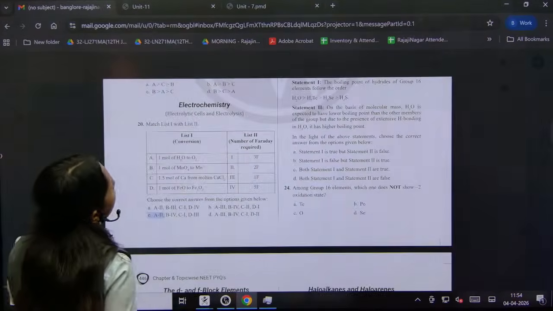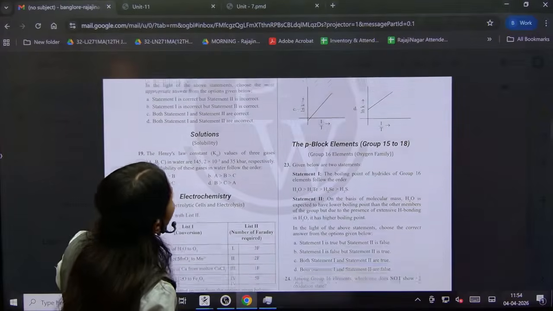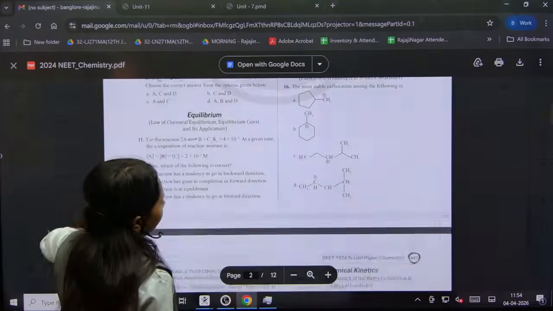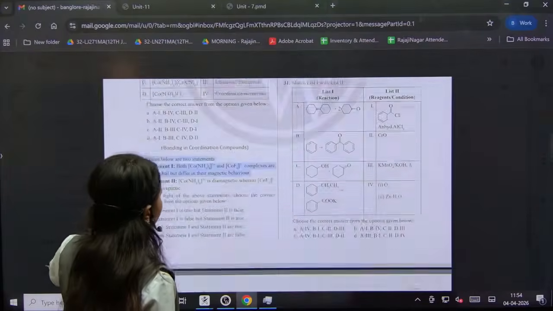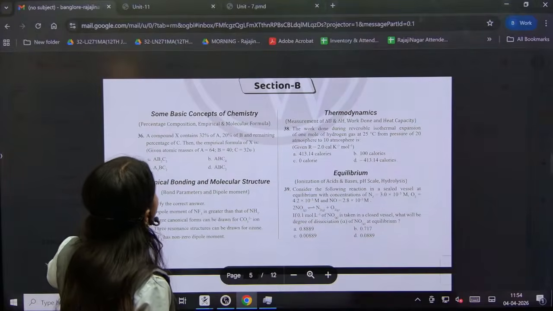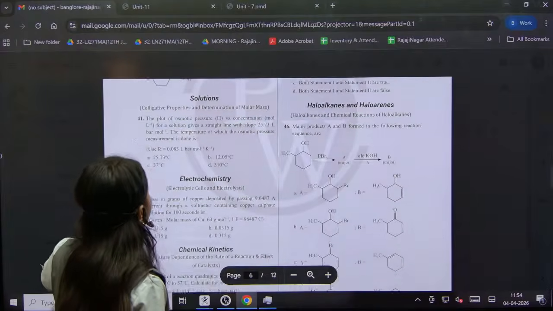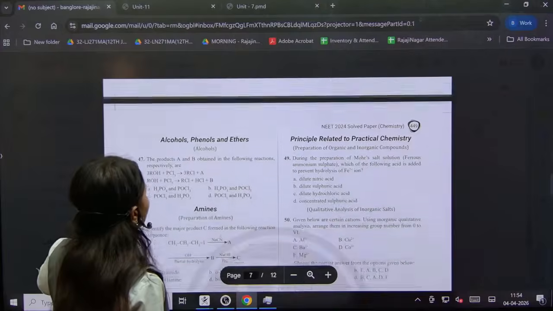So these were the questions which I asked from P block in the last year 2025. Thermodynamics, equilibrium, D and F, coordination, haloalkanes, electrochemistry, chemical kinetics, amines.